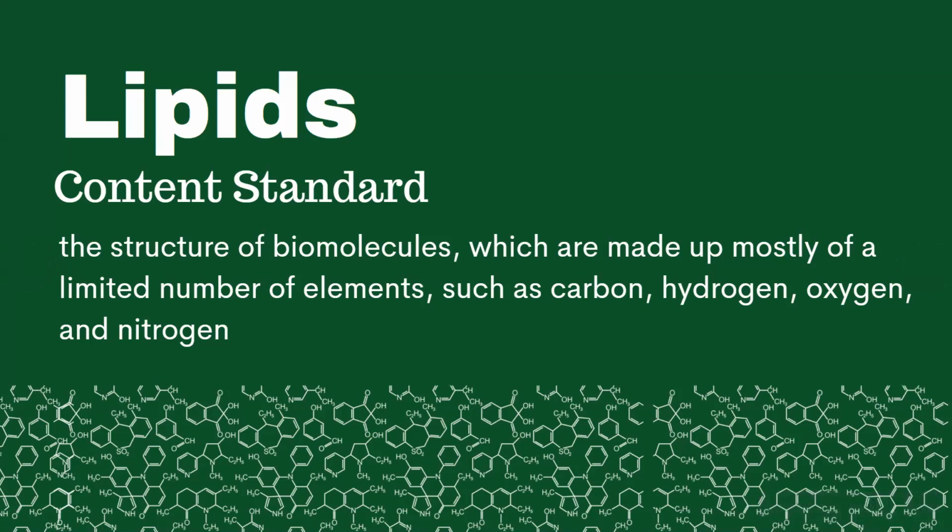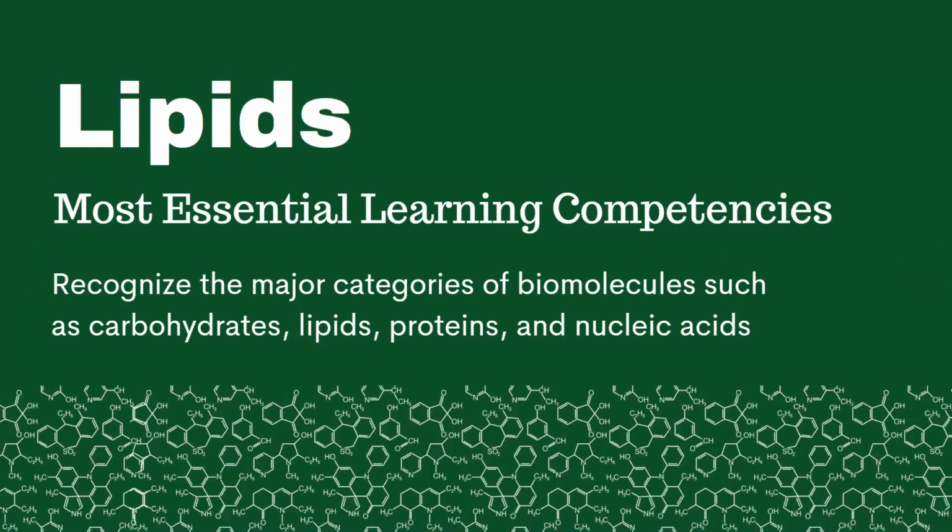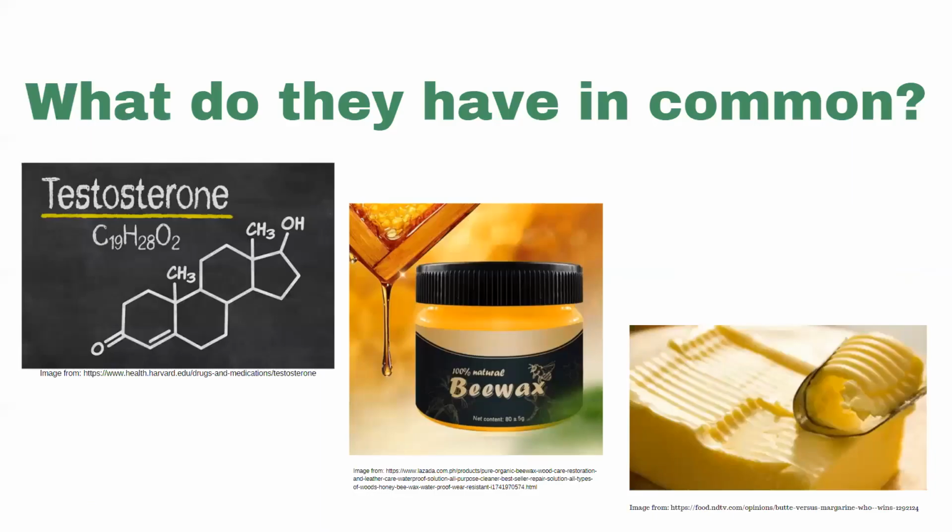The structure of biomolecules, which are made up of a limited number of elements such as carbon, hydrogen, oxygen, and nitrogen. The most essential learning competency is to recognize the major categories of biomolecules, such as carbohydrates, lipids, proteins, and nucleic acids. So we have here a question: what do they have in common? We have here testosterone, beeswax, and butter.